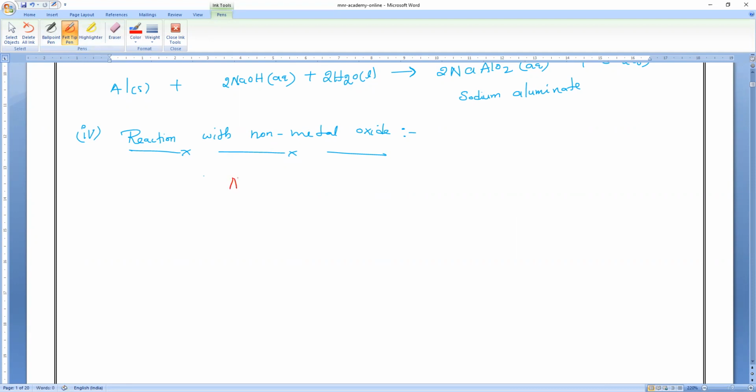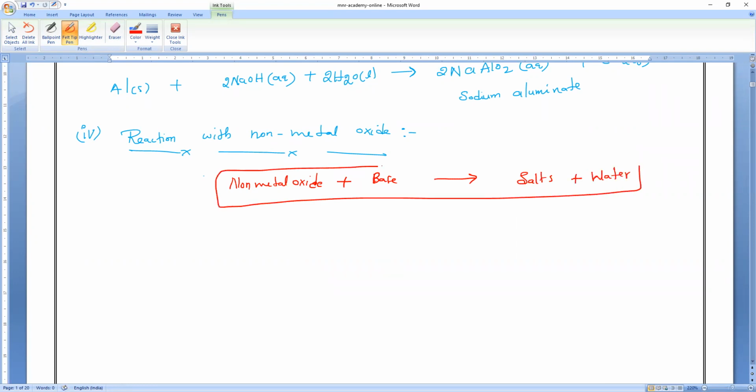So when non-metal oxide reacts with the base, what products will come? We are going to get the respective salt plus water. So that is the standardized equation of reaction with the non-metal oxides.